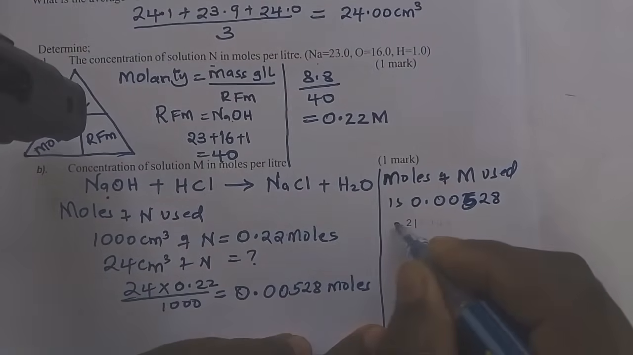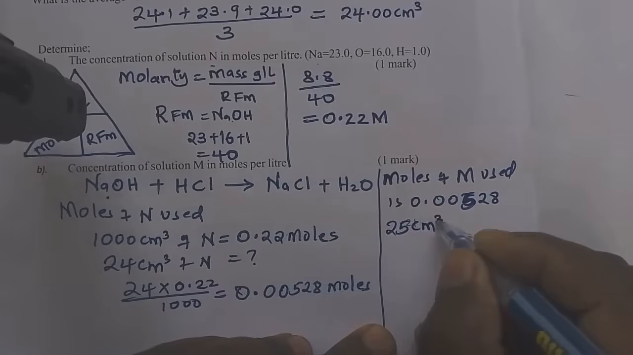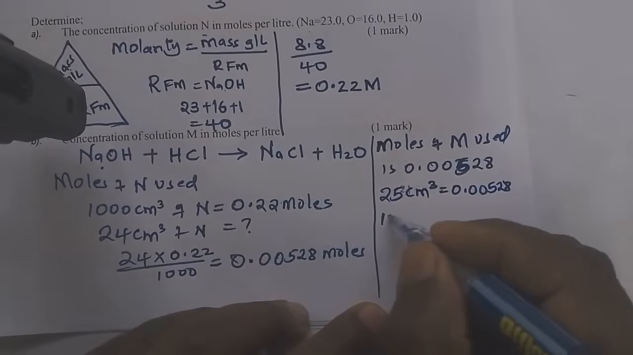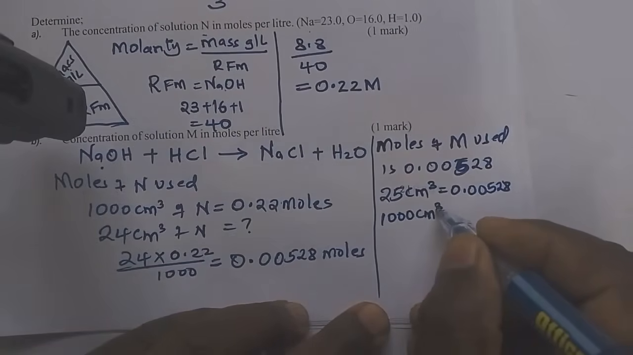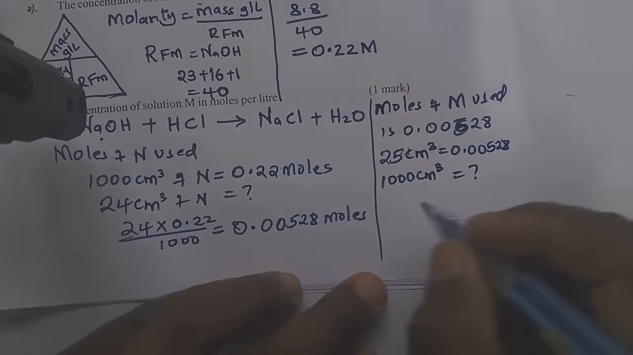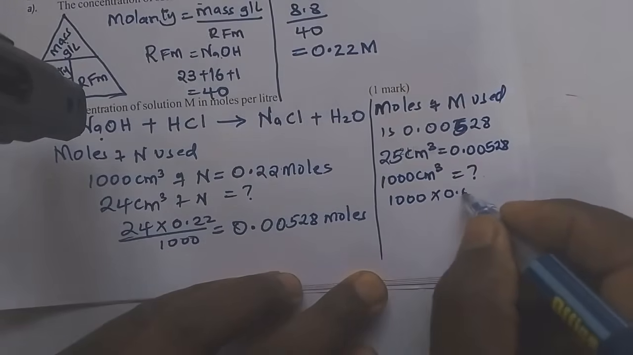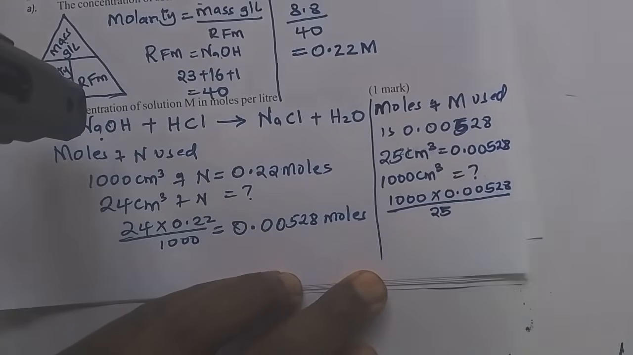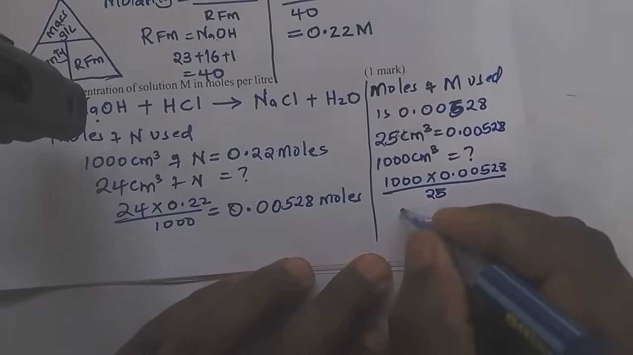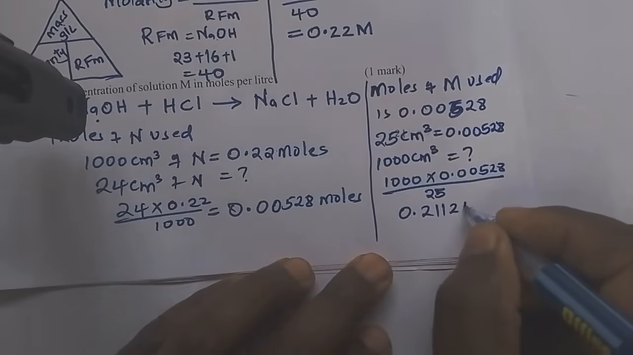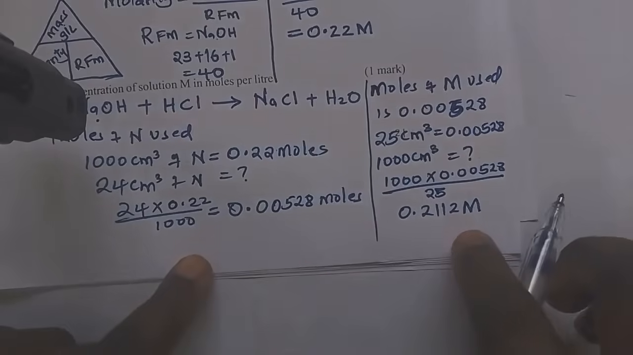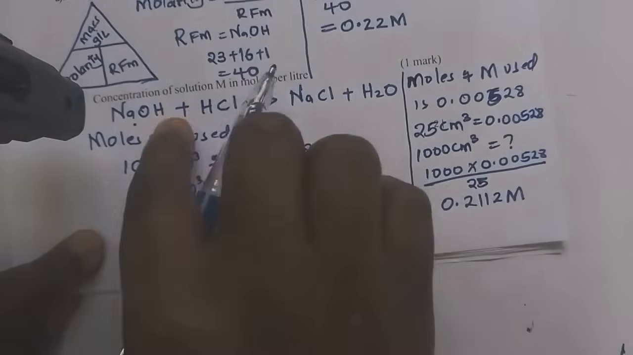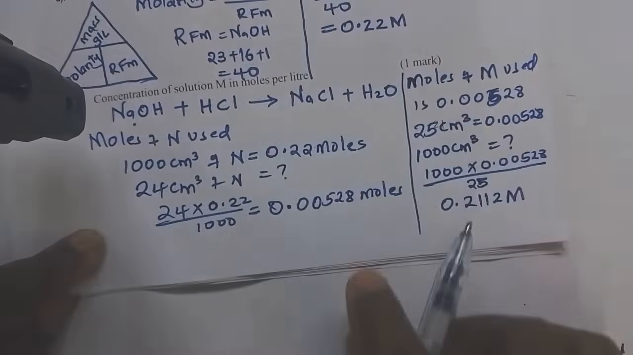So you say now here that 25 centimeters cube is equal to 0.00528 moles. What about 1,000 centimeters cube, which is a liter, will contain how many moles? Now it is 1,000 times 0.00528. You divide by 25. And this one will give us 0.2112. Capital M stands for the molarity. So this is the molarity of solution M. That is the concentration in moles per liter. It is called molarity.